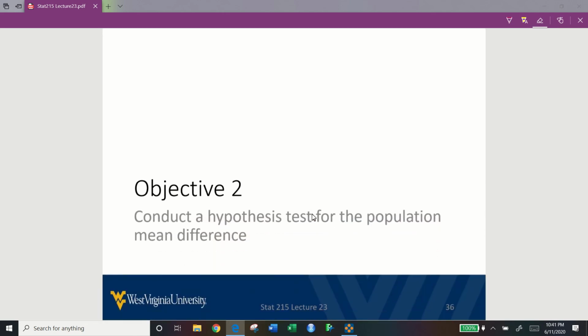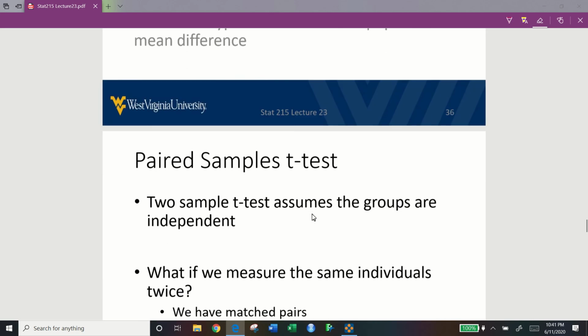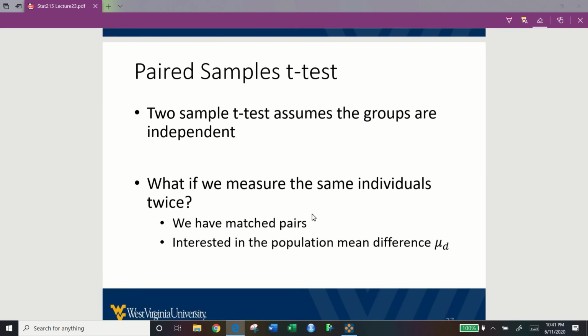Okay, so this brings us to our second objective. Conduct a hypothesis test for the population mean difference. So when we're dealing with a paired samples t-test, the two sample t-test assumes that the groups are independent. However, in this case, what if we measure the same individuals twice? Well, in that case, we have matched pairs. So this means we are interested in the population mean difference, mu d.